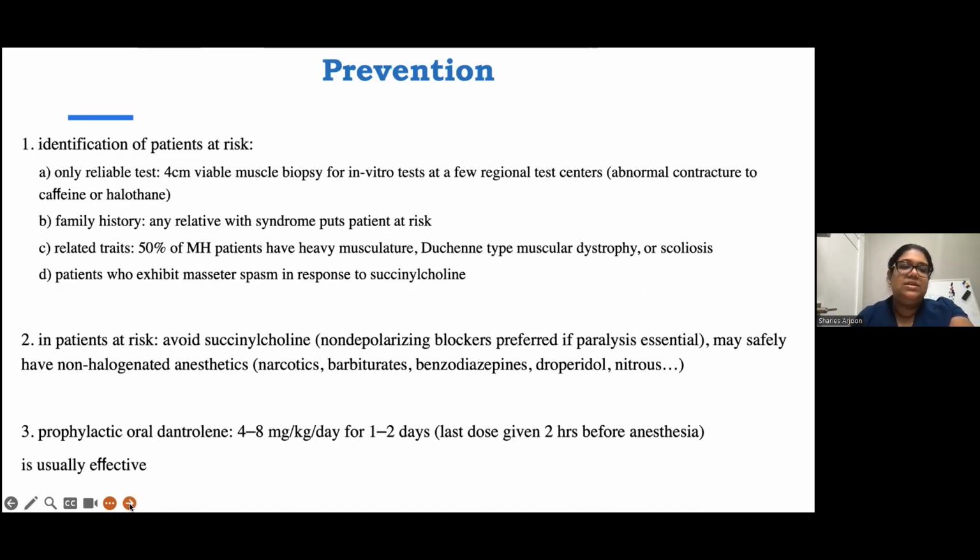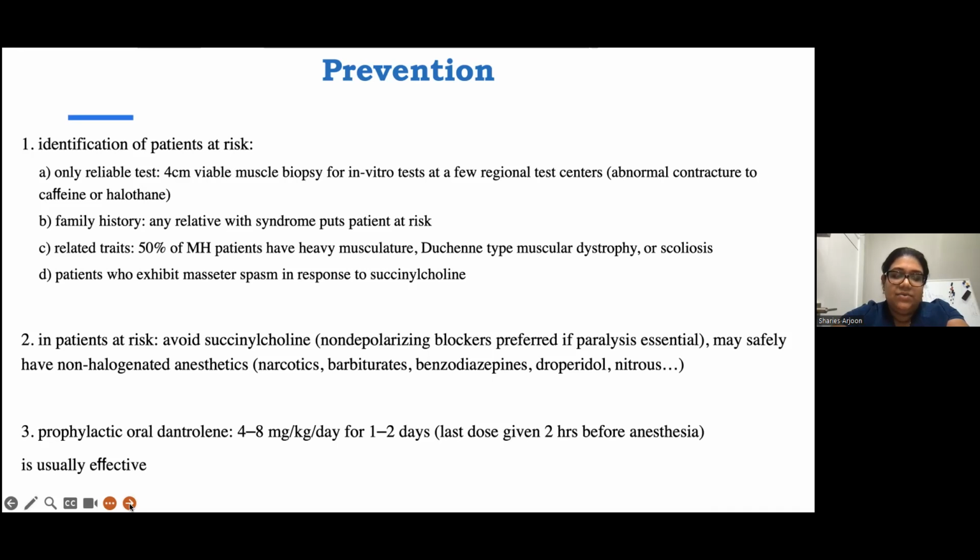So prevention: it is important to identify potential patients who might be at risk. The only reliable test is a 4 centimeter viable muscle biopsy, where an abnormal contracture to caffeine or halothane is noticed. Also, a family history or any relative with syndromes that put the patient at risk, and related traits. So 50% of these patients have heavy musculature, Duchenne's type muscular dystrophy, or scoliosis, and patients who exhibit masseter spasm in response to succinylcholine.